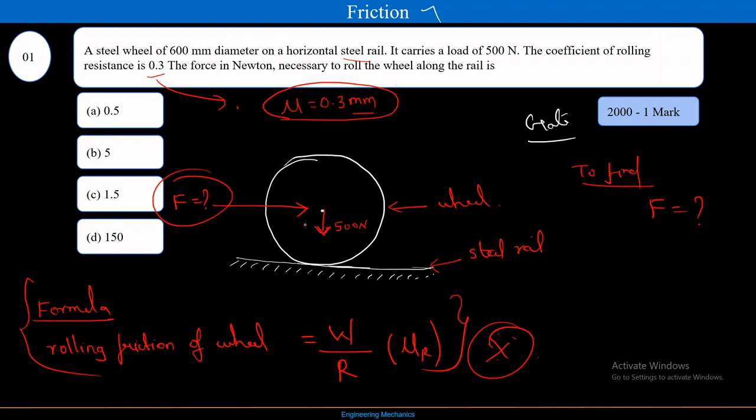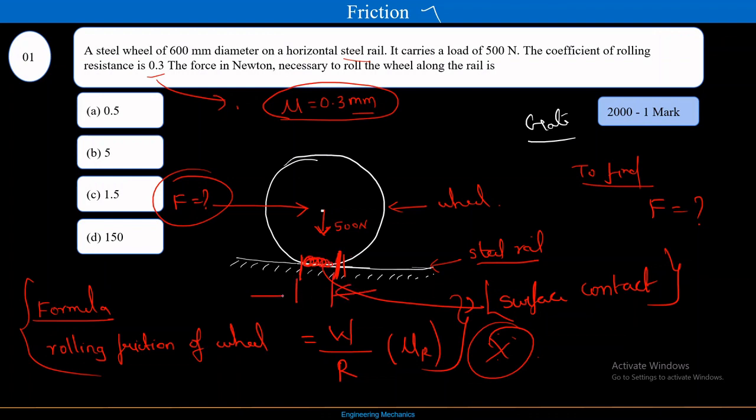Whenever you have a wheel on the steel rail, it is not a point contact, it is a surface contact. People have a misconception that it is a point contact. No, it is a surface contact. Suppose my surface is from here to here, my contact surface is here. The distance of this contact surface is nothing but 0.3. That is what it says.